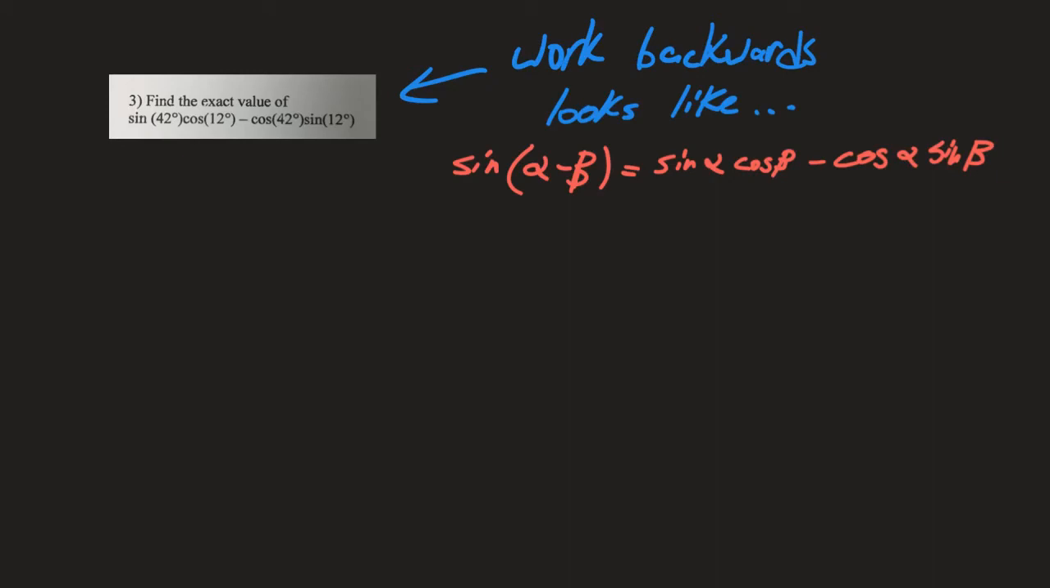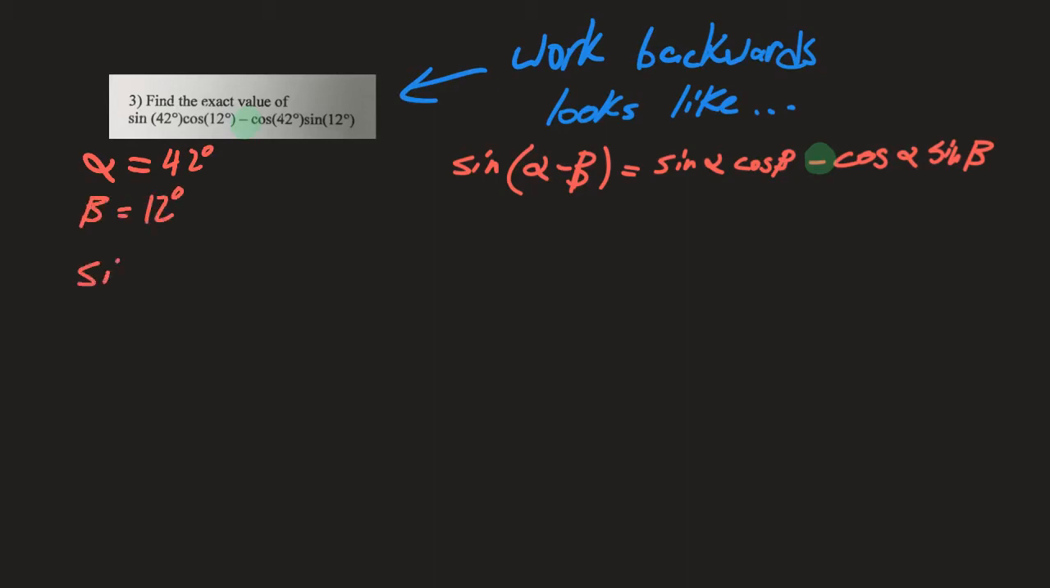So I'm hoping that if you looked at your formula chart, you'd say, hey, this looks kind of like it would be a sine A minus B situation. You can see because of the minus sign in the middle that this is what we're going to match up. You can see that sine cosine pattern, sine cosine minus sine cosine. All right, so according to this, my A value, my alpha, is going to be 42 degrees, and my B value is going to be 12 degrees.